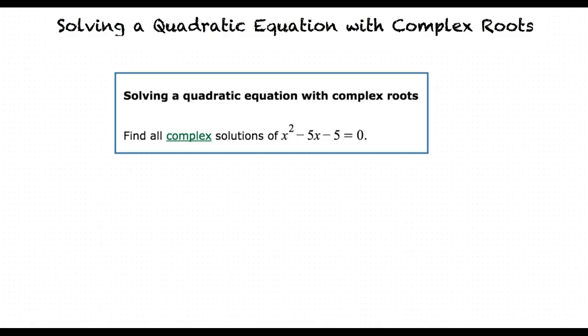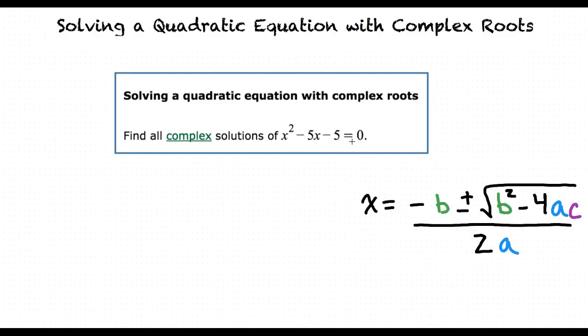This is a video going over an example of solving a quadratic equation with complex roots. Find all complex solutions of x squared minus 5x minus 5 is equal to 0. For this kind of question, we are going to use the quadratic formula, which is x is equal to negative b plus or minus the square root of b squared minus 4ac over 2a.